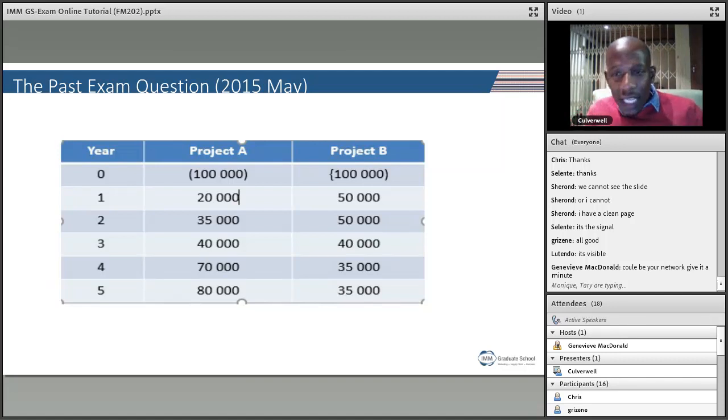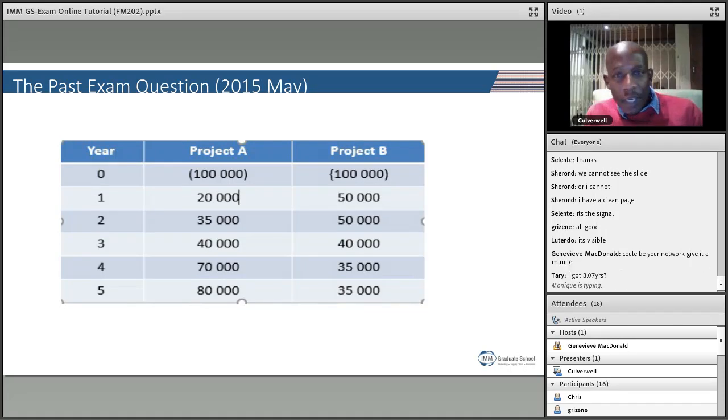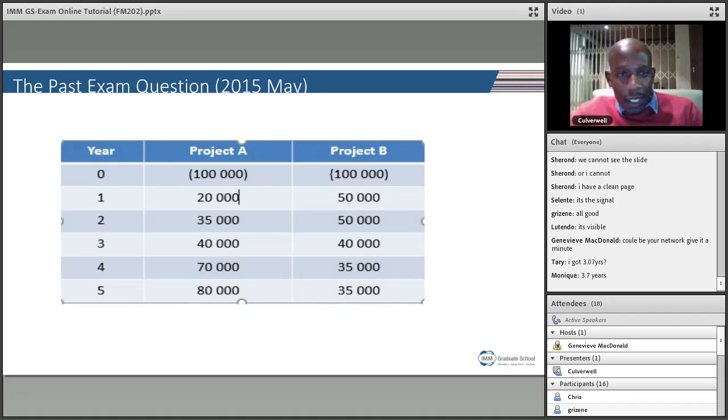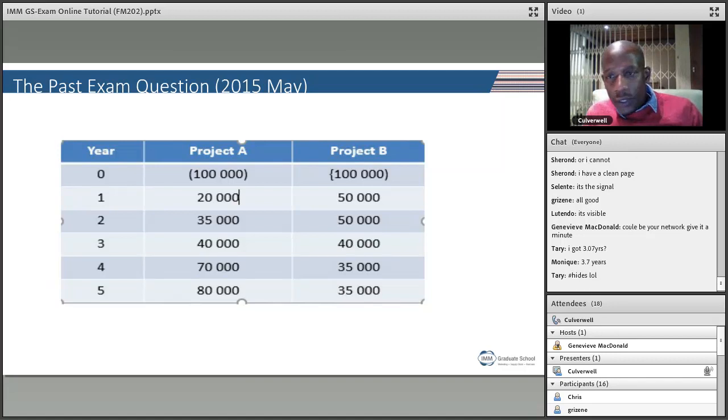How long will it take you to recover the 100,000 from the cash flows that are on the slide and also the one that I just read out now? And you can express your solution to 2 decimal places. That is right, guys. It is 3.07.